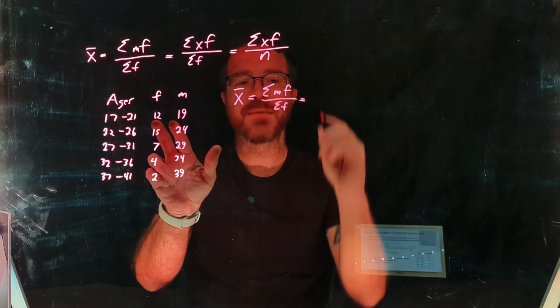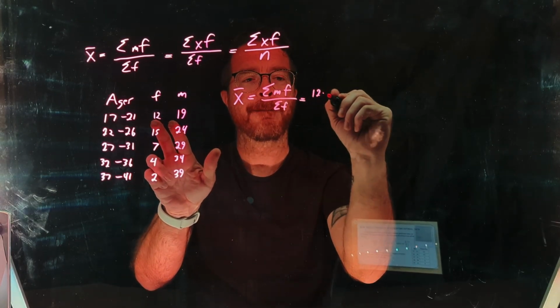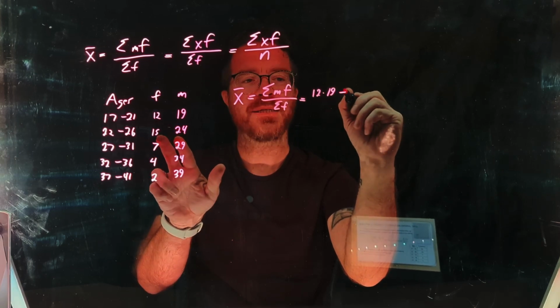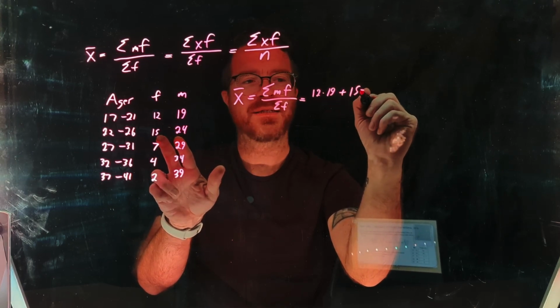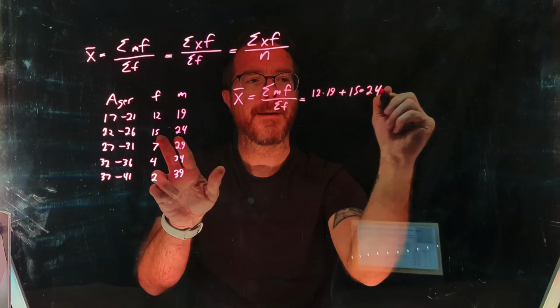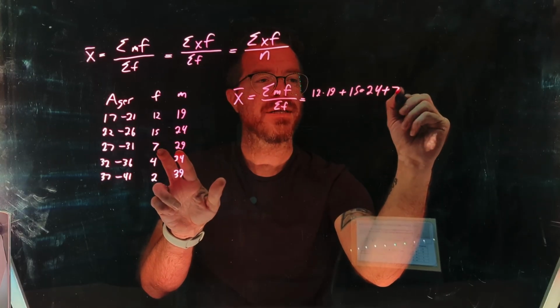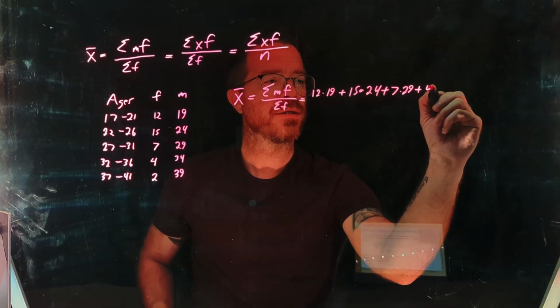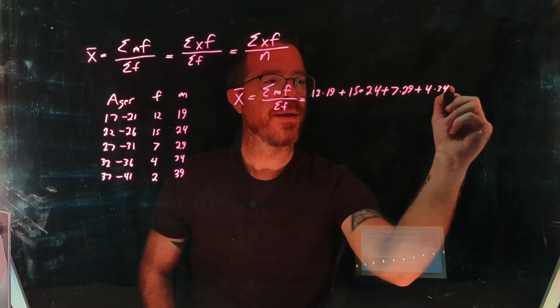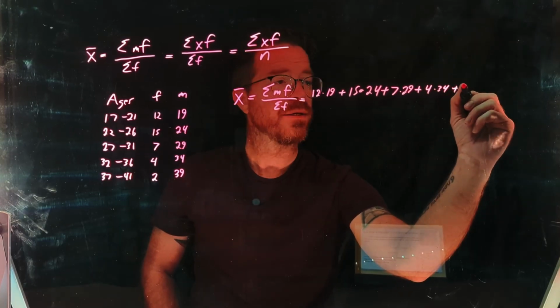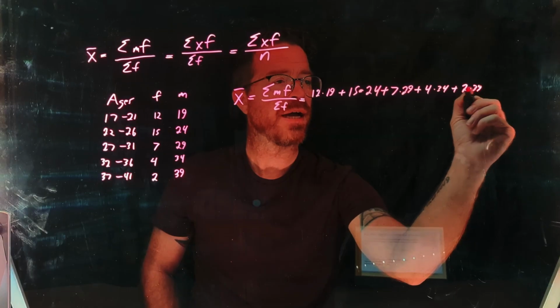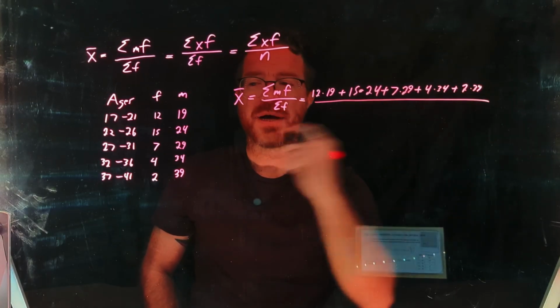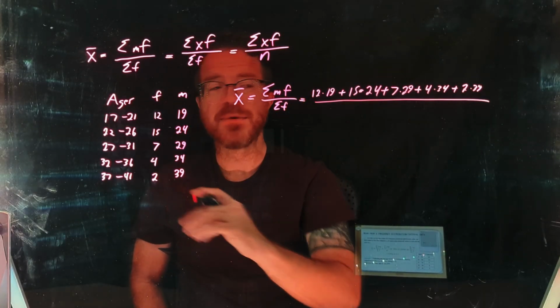So we have 12 times 19 plus 15 times 24 plus 7 times 29 plus 4 times 34 plus 2 times 39, divided by, and now we do the sum of our frequencies.